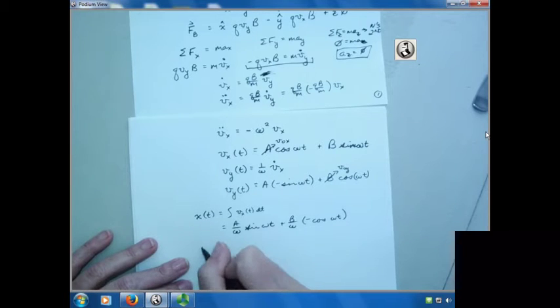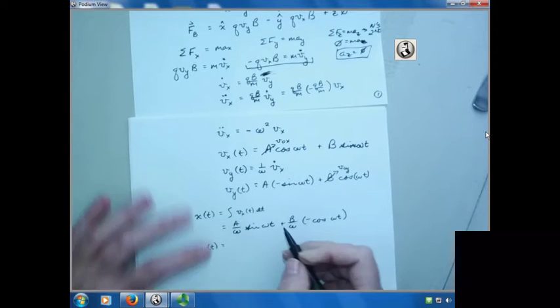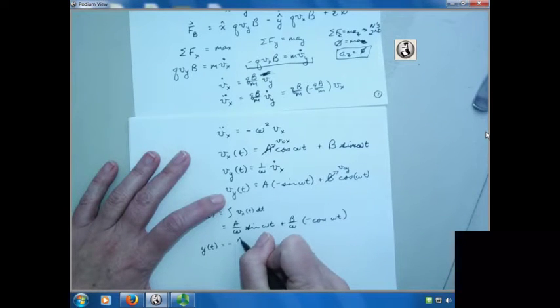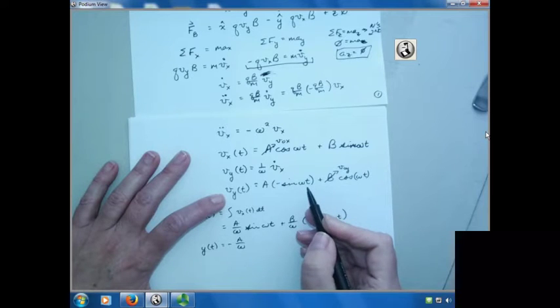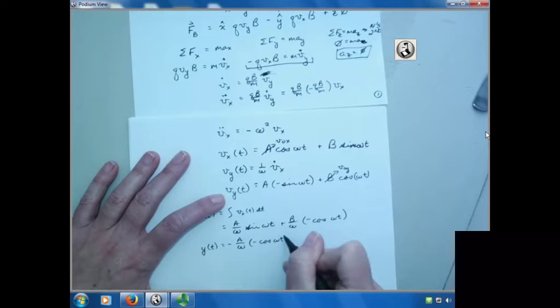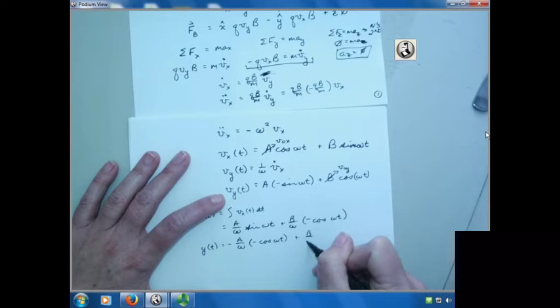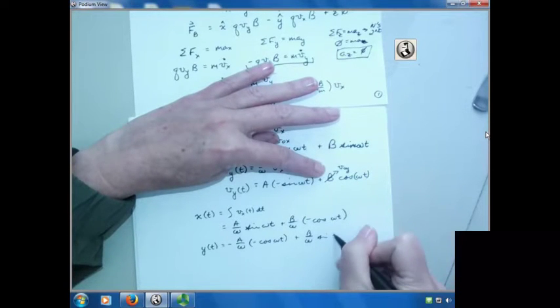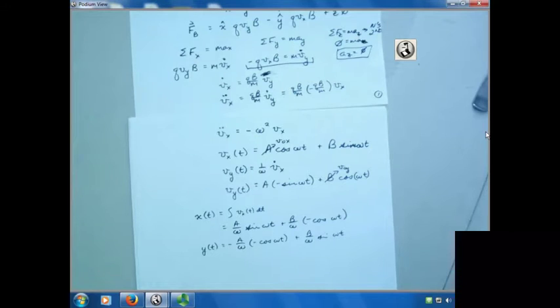All right, and y as a function of time is equal to negative A over omega times negative cosine omega t plus B over omega times sine omega t. All right, so now evaluating at... should I do plus the constant?